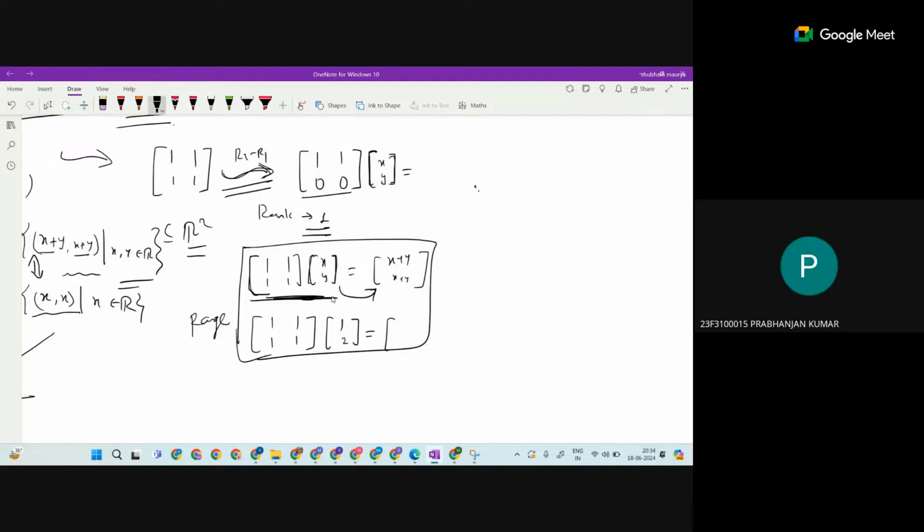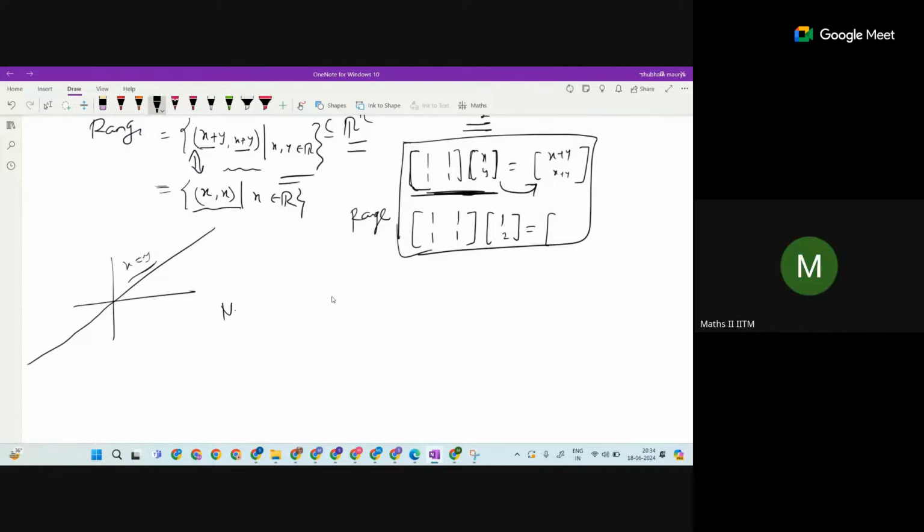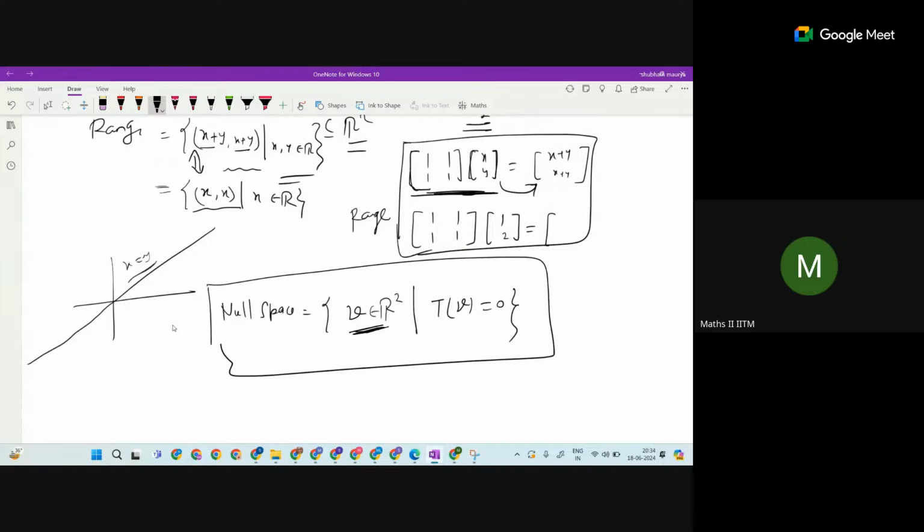Actually, null space is the, let me write the definition first. Null space is the collection of those vectors from the domain space such that the image is 0. For T from R2 to R2, it is the collection of those vectors from the domain whose image is 0. I want to collect only those vectors, and this is a subspace of R2, your domain space.